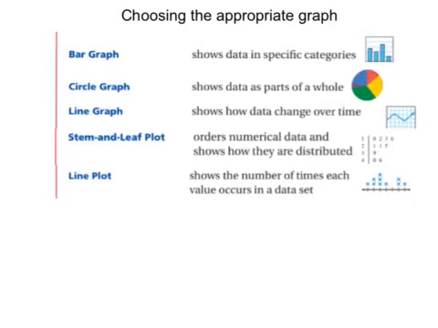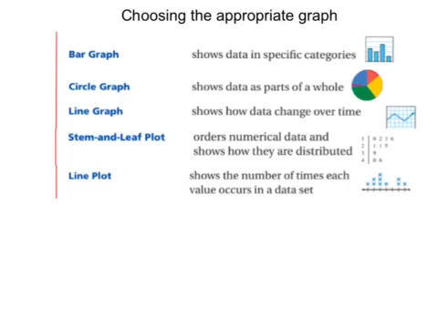Hi, so we are going to end our lessons with choosing the appropriate graph. Throughout this unit, we've talked about all the different types of graphs: the bar graph, circle graph, line graph, stem and leaf plot, and the line plot. And throughout all of these, we've talked very briefly about when to use which kind. So let's go into a little bit more depth in that and just kind of have it all in one place.